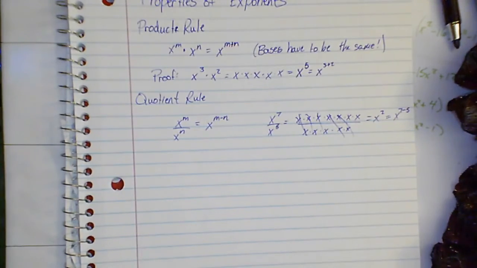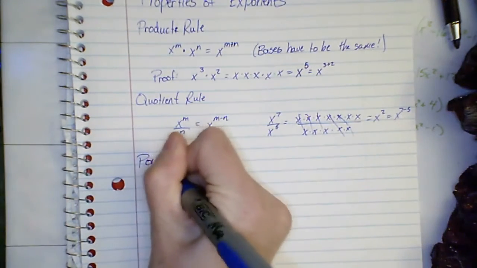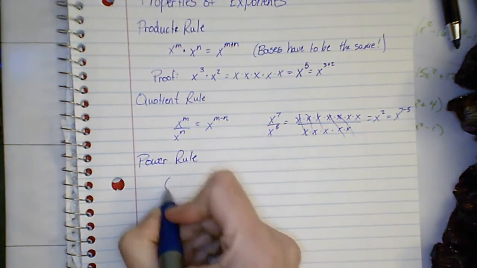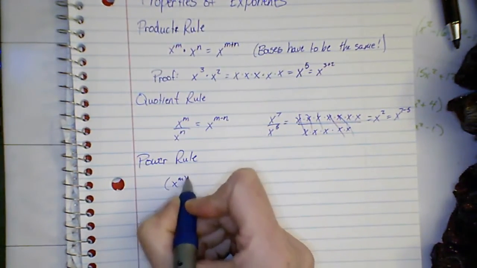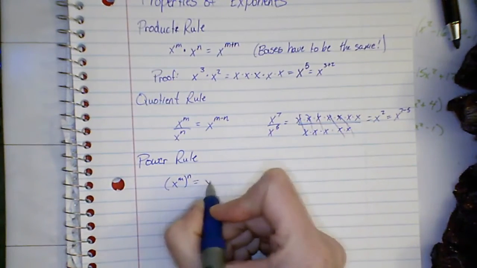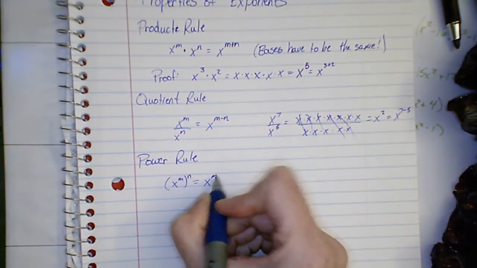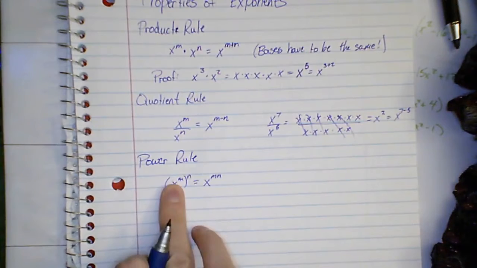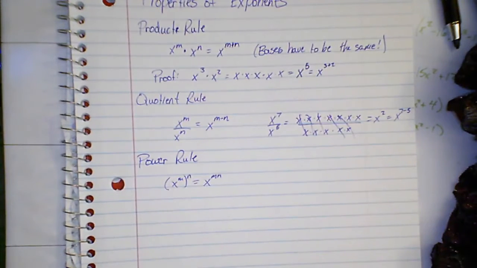The power rule is next. The power rule states we have x to the m to the nth power, and we get x to the m times n. So when you raise a power to a power, you get mightier, you multiply. Power to a power, it's like you're adding more power to your term, and to get more power, well, you multiply.